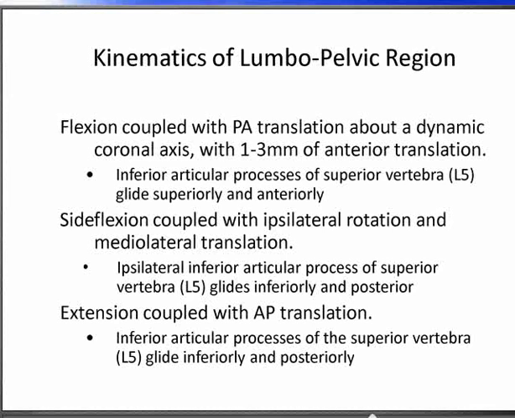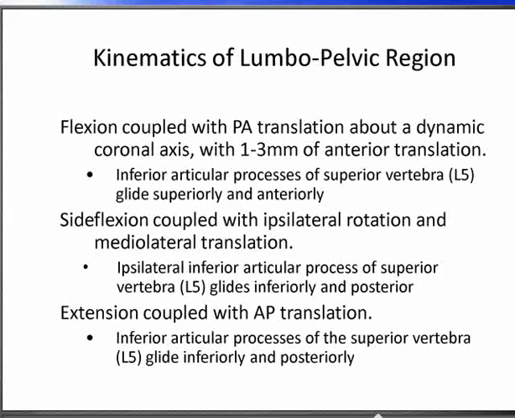So when you look at extending L5 on S1, then L5 will glide in an inferior and posterior direction. If you remember the picture of the facet plane at the lumbosacral junction, that's the motion that happens with extension. Side flexion is coupled with ipsilateral rotation and some translation as well. So if you look at the side flexion, the ipsilateral inferior articular process of the superior vertebrae, L5, will glide inferiorly and posteriorly. Okay, so let me repeat and rephrase that.